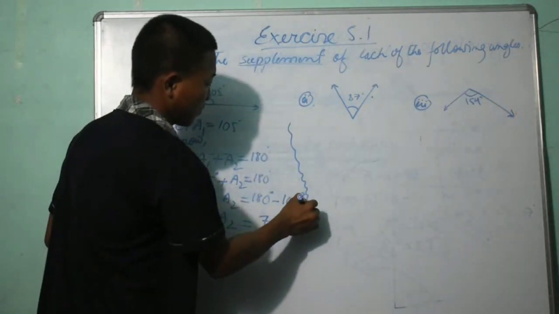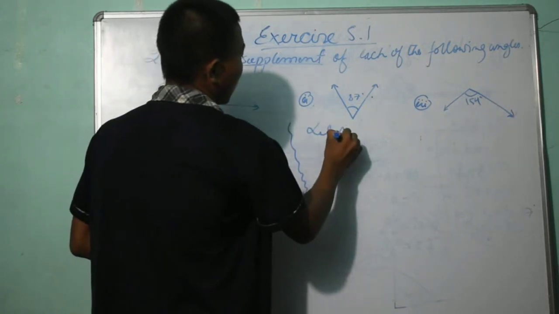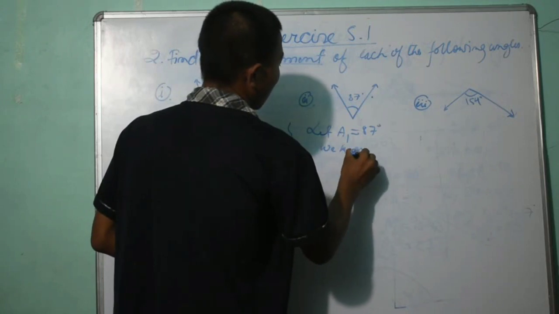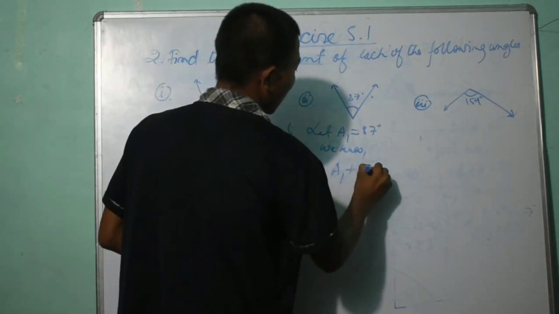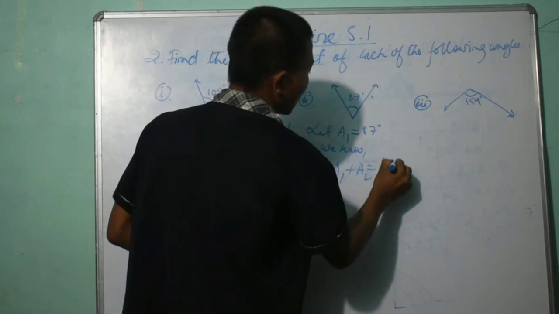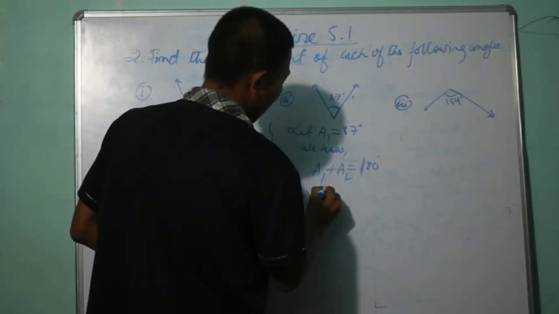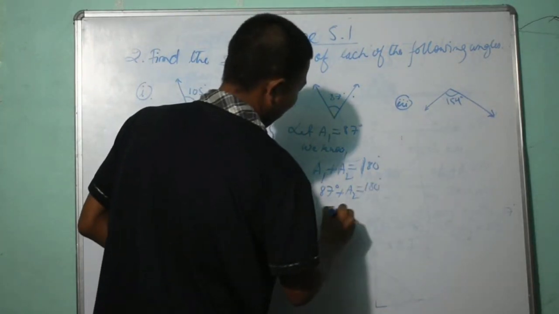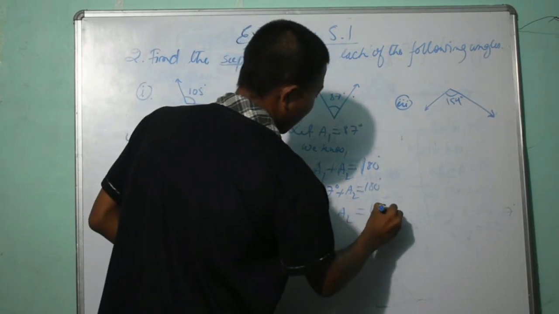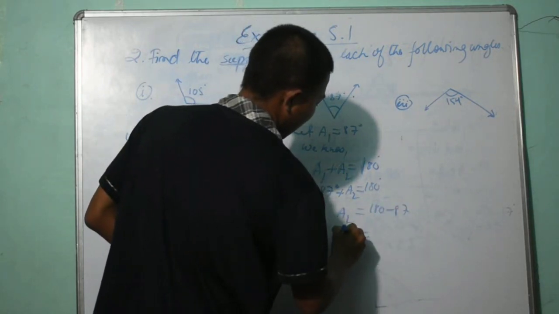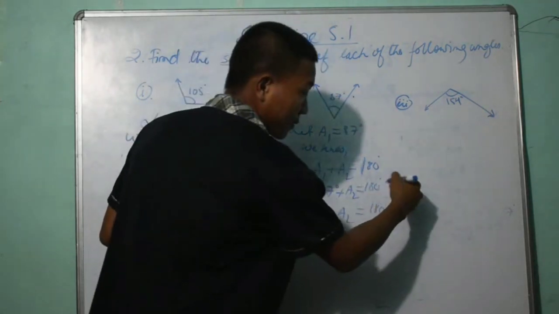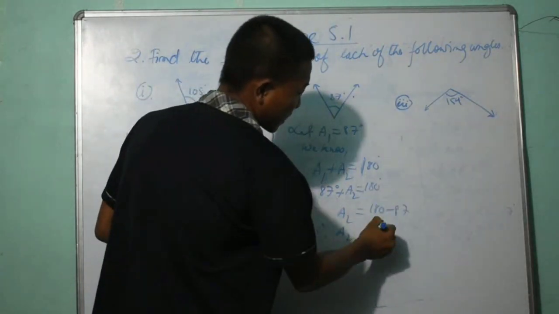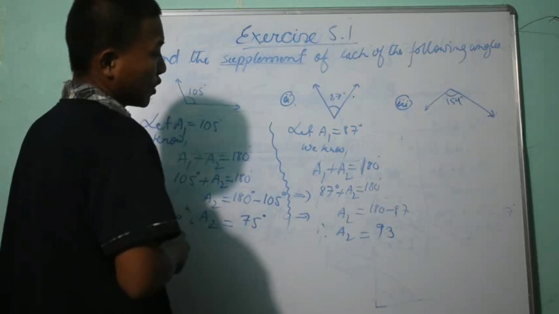Okay, now let us try to solve it for number 2. Let A1 equal 87 degrees. We know A1 plus A2 equals 180 degrees. 87 degrees plus A2 equals 180 degrees. A2 equals 180 minus 87. Therefore, A2 will be equal to 10 minus 7 is 3, and now it's 17, 17 minus 8 is 9. We will get 93.